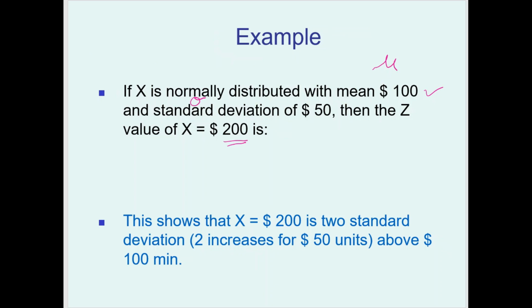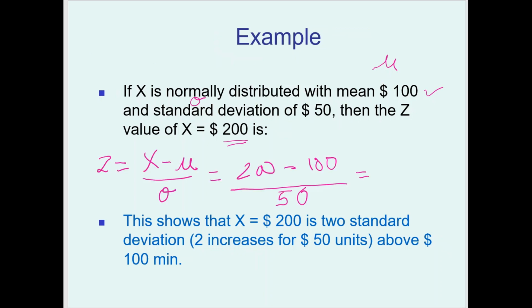So how much do you get, class? Can you please try? 200 minus 100 divided by 50. All the information is given here. So I guess you already got the answer, right? So it is 2.0. So this shows that X equals 200 is 2 standard deviations, or 2 increases of 50 units, above the 100 ringgit mean. This is the mean that is given in your question.